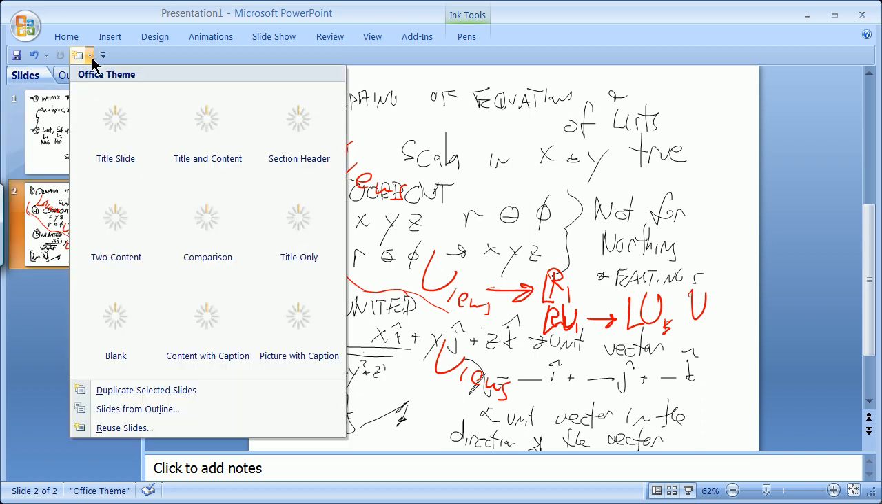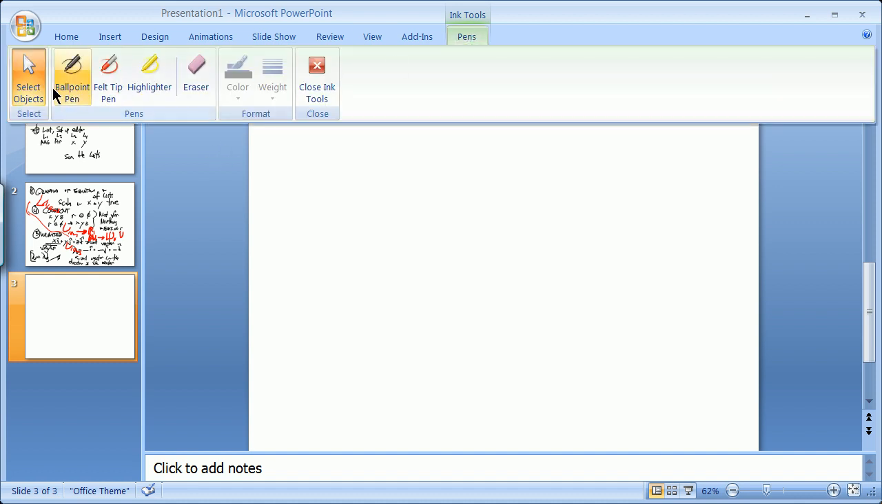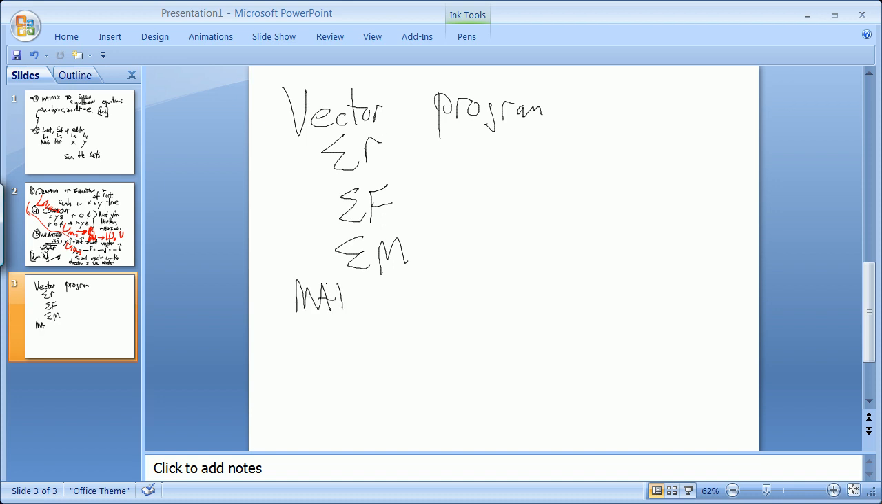Let's go to a new screen and think about then that vector program. So this vector program, what does it do? Well, it sums the radial vectors, which is not real important. It sums the force vectors, which is, and it sums the moments. And it stores the sum of each of these in a matrix B.